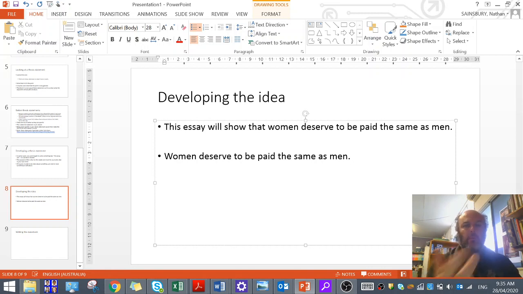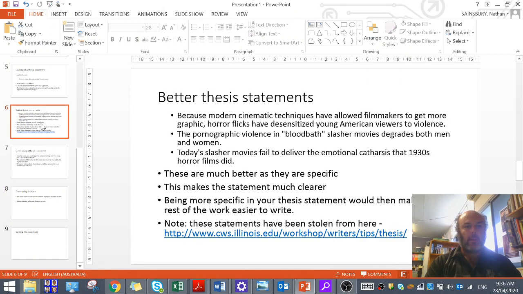So of course, to even get to the idea, you've done some research, you've done some reading, you've got a task in mind that you have to complete, and so you've found some evidence that shows that argument, that shows that women should be paid the same as men, and rightfully so, of course. So there's our basic idea, but then of course to make that a good, clear thesis statement, we need to do more than that.